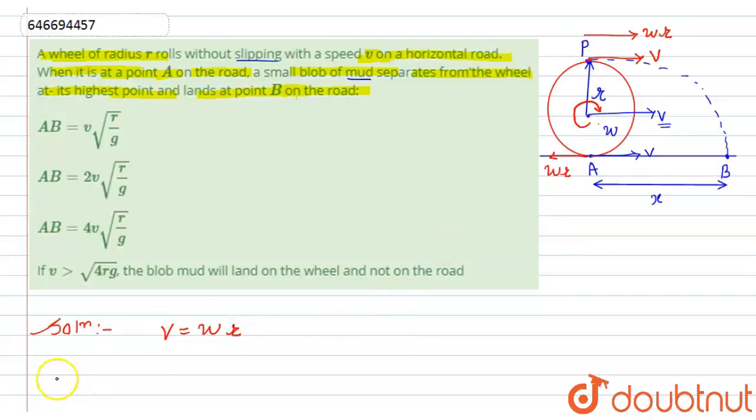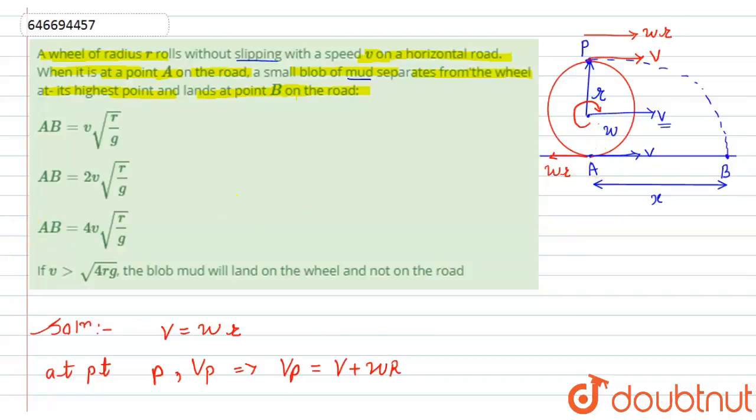If we talk about point P, at point P the velocity will be, let's say, Vp, which is equal to v plus omega into r. Now if we completely observe the scenario, it is forming a projectile motion condition, right?